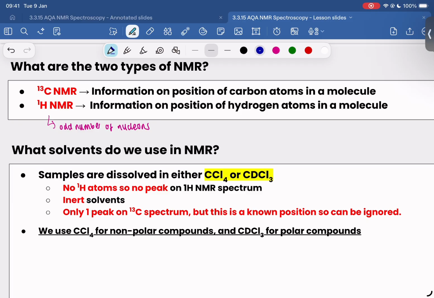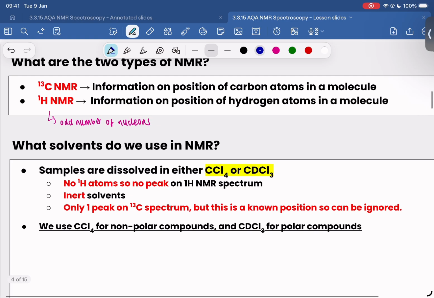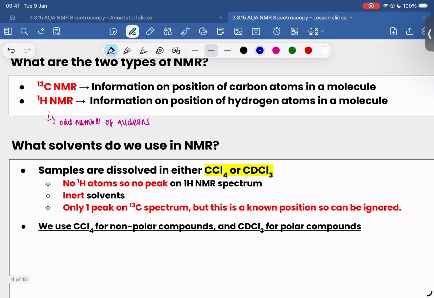So the next bit of the theory behind it is, what solvents do we use in NMR? There are two different types of solvents which we use. It's either tetrachloromethane, CCl4, or CDCl3. The general reason why we use each of these solvents is because they don't have any hydrogen atoms, as you can see. So they don't produce any peaks in the hydrogen NMR spectrum.